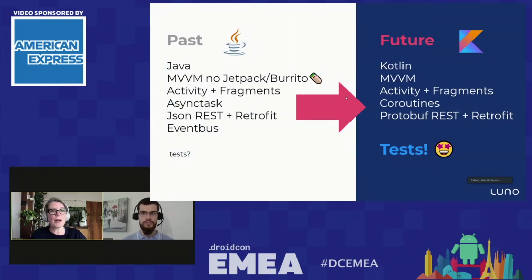So what did our framework look like in the past? We had an entirely Java code base. We were using the MVVM pattern, but without Jetpack libraries. MVVM is model, view, view model. In some places, we were using the burrito pattern. The burrito pattern is where you have activities and fragments, but all of the business logic is stuffed inside the activities or fragments. We typically had a single activity with many fragments, not only one activity in the app, but that was generally the pattern.